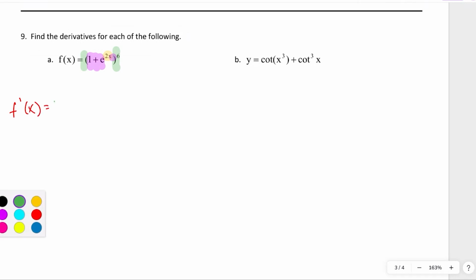So the first one will be 6 times that stuff in the parentheses raised to the 5th power. So 1 plus e to the 2x times the derivative of the middle function, that 1 plus e to the x. Now the derivative of 1 is just 0. The derivative of e to the x is e to the x, so this will be e to the 2x times the derivative of 2x, which is 2.